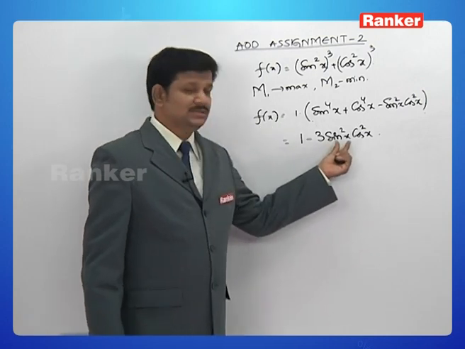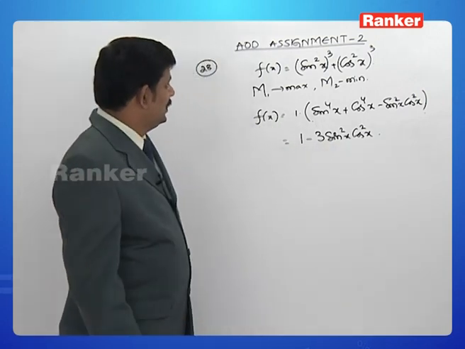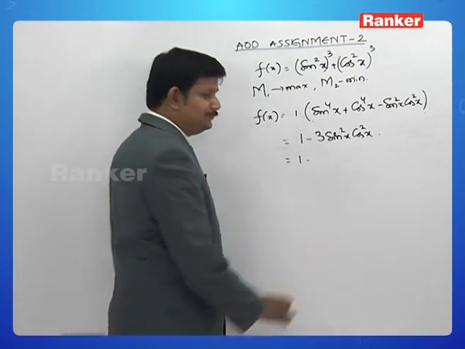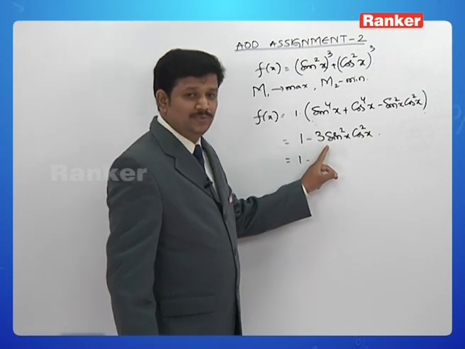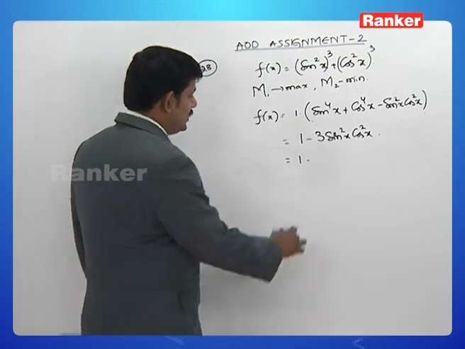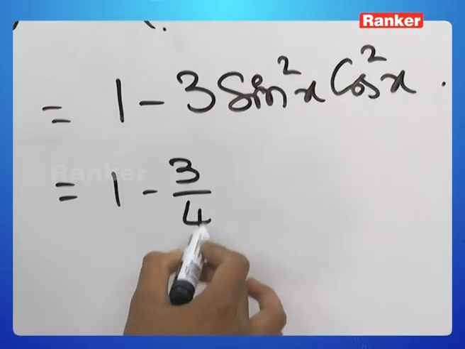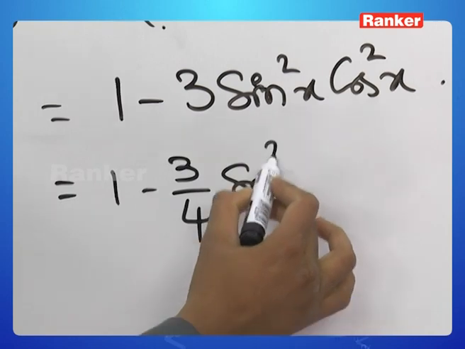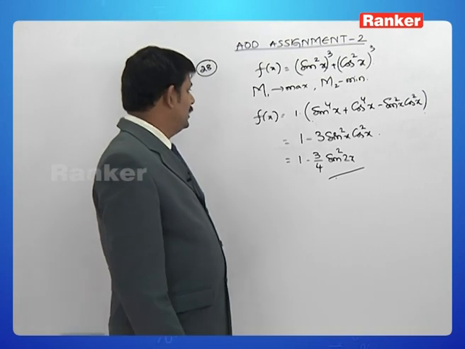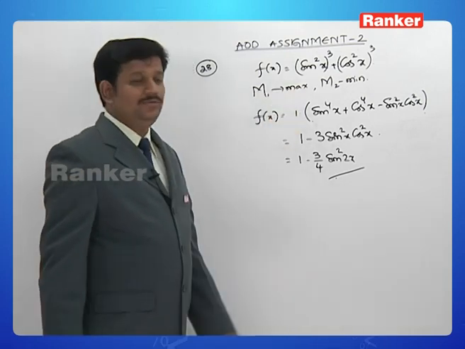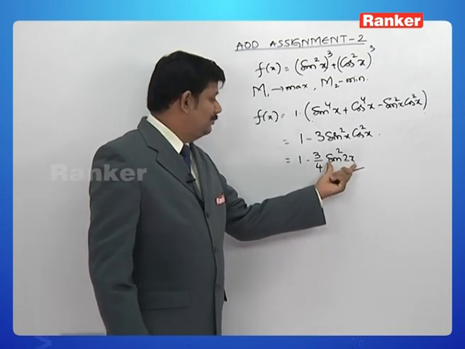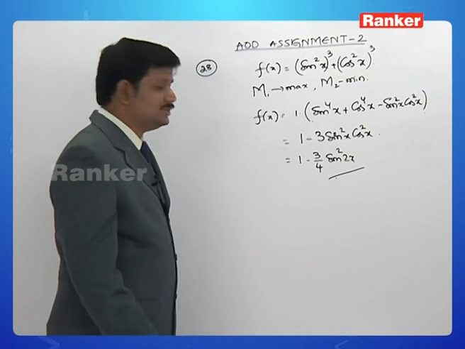F of x is 1 minus 3 sin square x cos square x. This can further be written as 1 minus 3 by 4 into sin square 2x, multiplying and dividing by 4, since 2 sin x cos x is sin 2x. For the maximum value of f of x, sin square 2x needs to be minimum, and the minimum value of sin square 2x we know is 0.